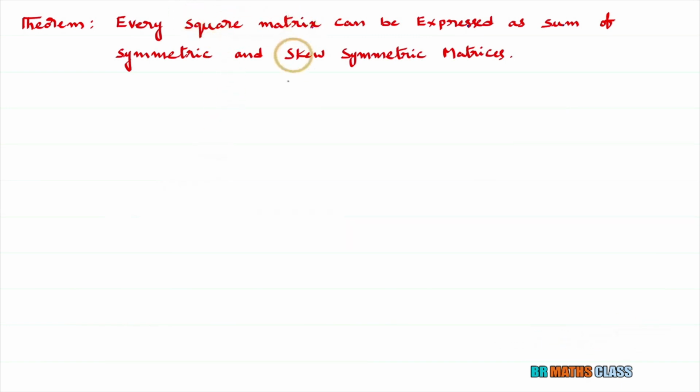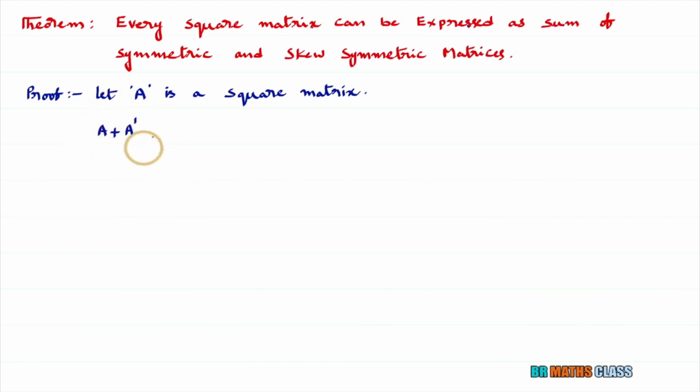First, I'll consider a square matrix. Let A be a square matrix. Now, I want to prove that this square matrix is expressed as sum of symmetric and skew symmetric matrices. What I'll do, I'll consider A plus A dash. Now, I am trying to prove that A plus A dash is symmetric. When we say A is symmetric, if A transpose equal to A, then we say that A is symmetric. If B transpose equal to B, then B is symmetric. If C transpose equal to C, then C is symmetric. When we say A plus A dash is symmetric? When A plus A dash whole dash is A plus A dash, then we say that A plus A dash is symmetric.